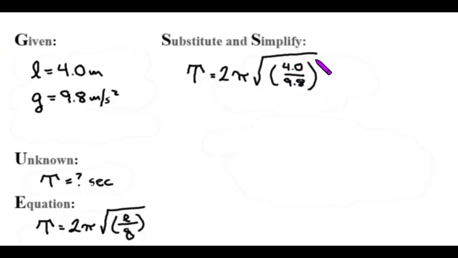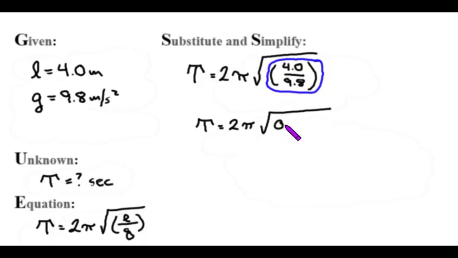So I'm going to do this math first because it's in parentheses. When I put that in my handy dandy calculator, I get a result of 0.4081632, and then I'll take the square root of it using my calculator.